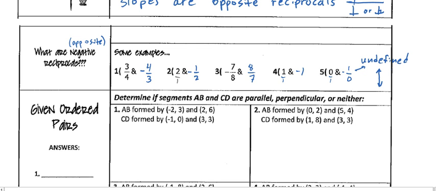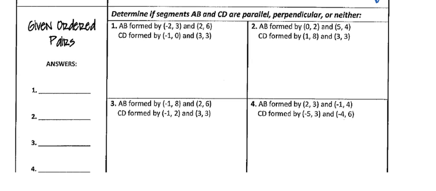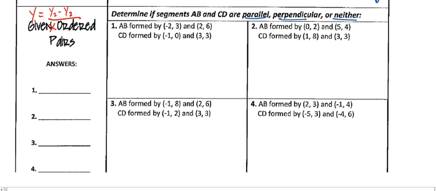All right. Let's do some examples here. Given some ordered pairs, determine if the segments AB and CD are parallel, perpendicular, or neither. To do that, we've got to use our slope formula. I'll write it up here. You can write it too if you need to remember. Remember y2 minus y1 over x2 minus x1. Make yours look nicer than that.